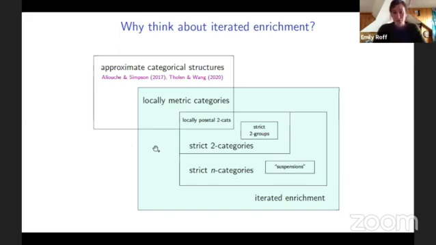So first of all, obviously a two category is enriched in the category of small categories. It has a second order enrichment in the category of sets. A strict n category is a category with an n-fold enrichment in sets. So this gives us one class of examples.